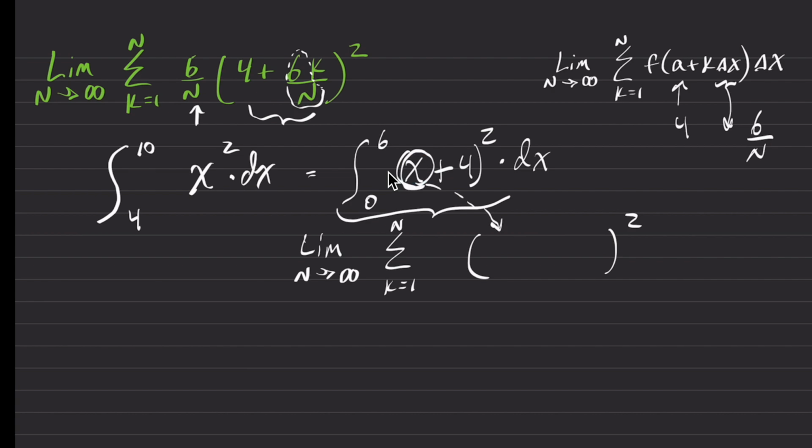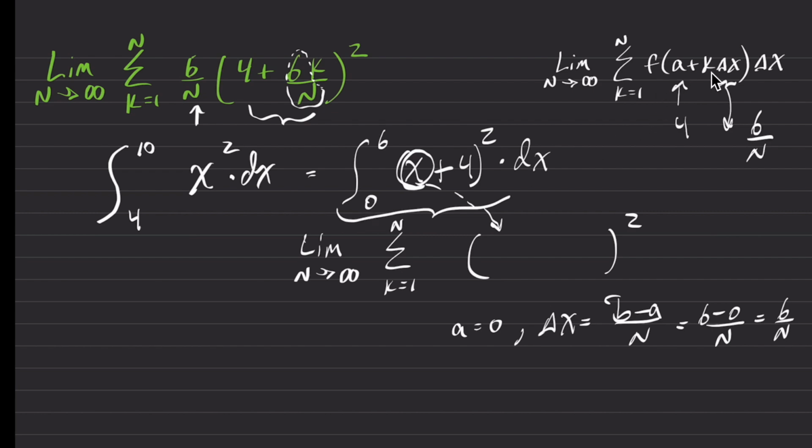All right. So our delta x is going to be b minus a over n. Our a is going to be 0. A is going to equal 0. That's our starting part of the interval. And delta x is going to equal b minus a over n. B is 6, A is 0, therefore our delta x is going to remain at 6 over n.